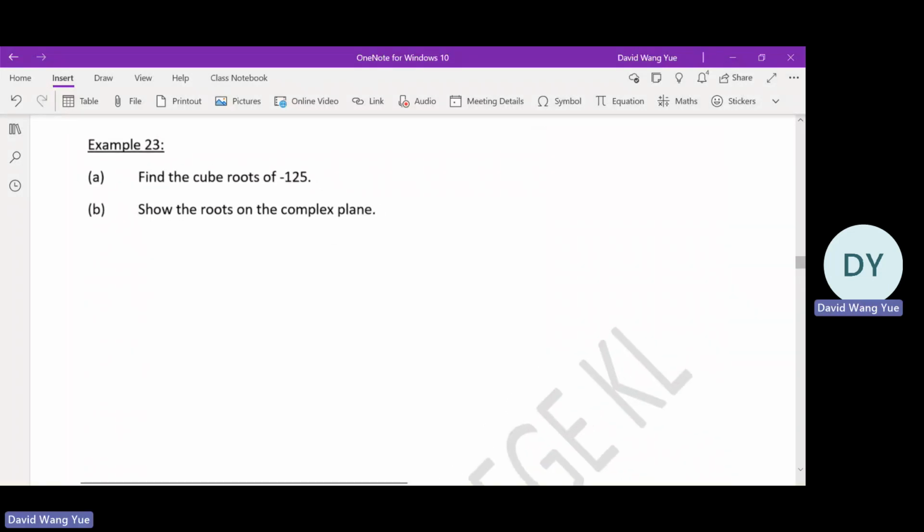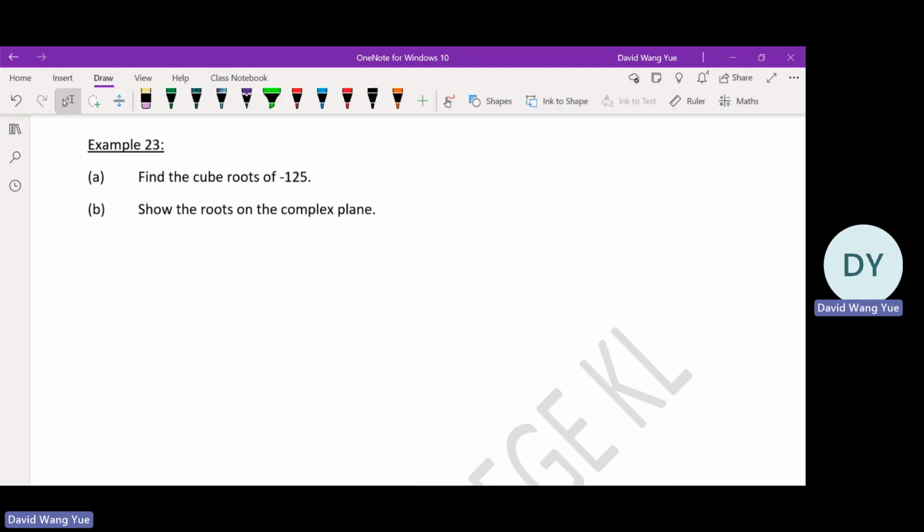Find the cube root of -125 and show the roots on the complex plane. Now, if it's a real number equation, as you know, x to the power 3 is -125. x is the cube root of -125, and then we get -5. And that's it. That is for real numbers.